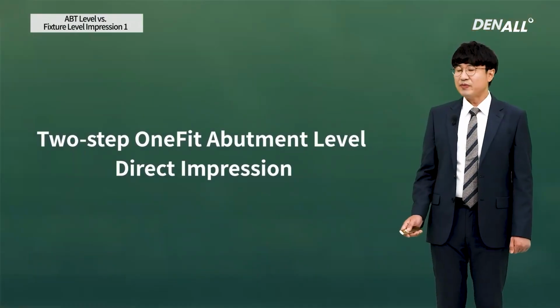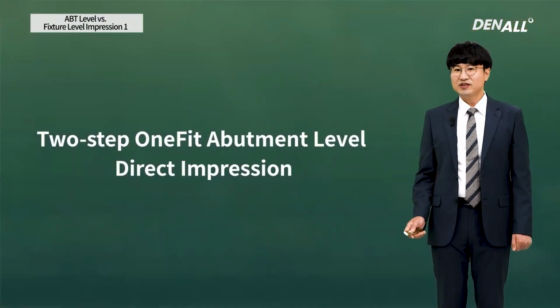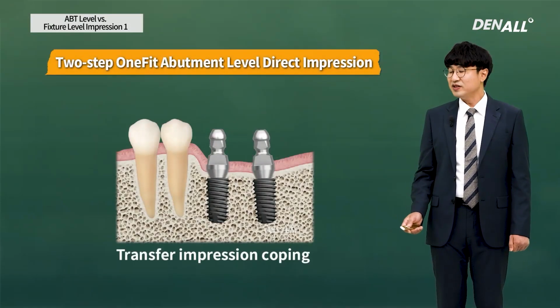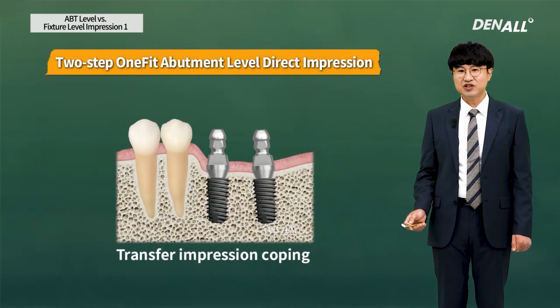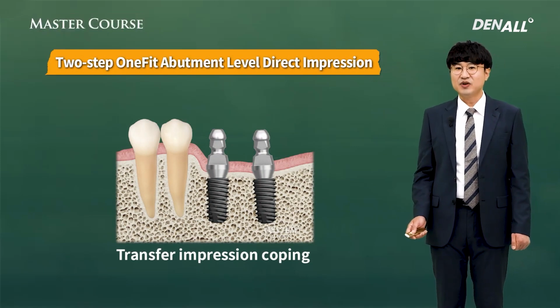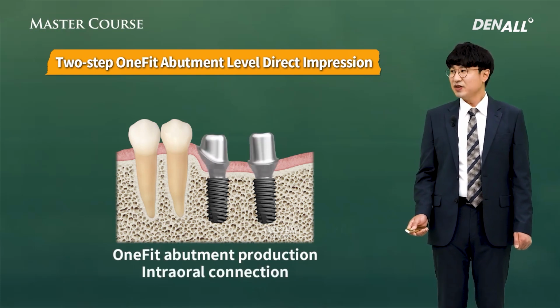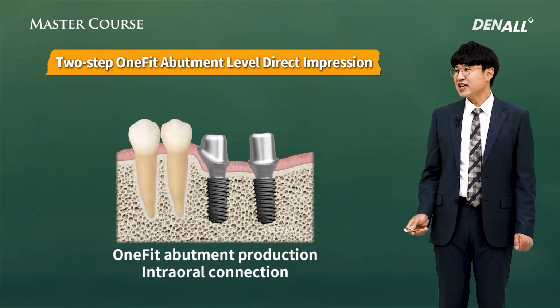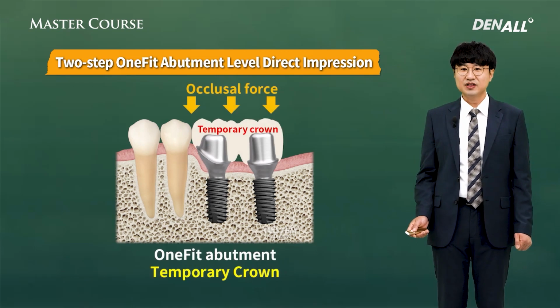Let's talk about a very easy approach. The disadvantage is that you have to take one more impression, and compared to stock abutment, custom abutment is more costly. First, at the fixture level, you take an impression. The first impression is used for the one-fit abutment and also for temporary crown making.